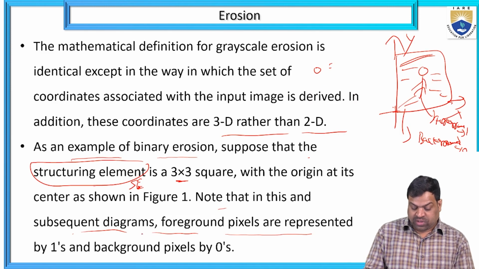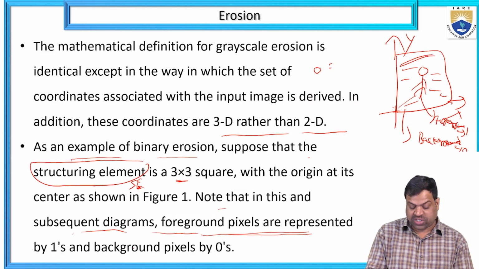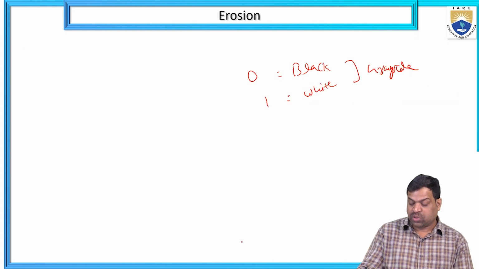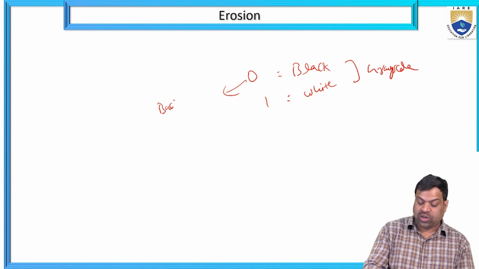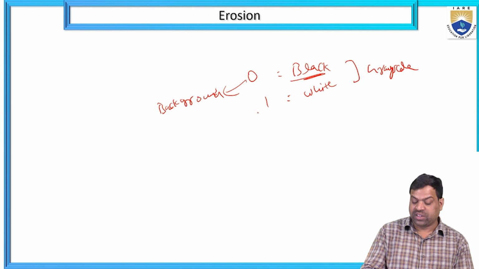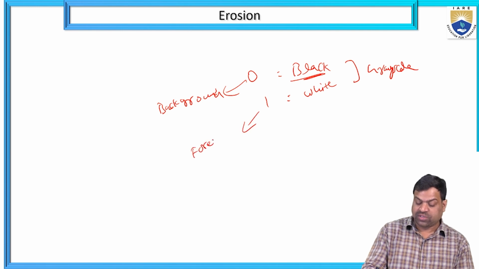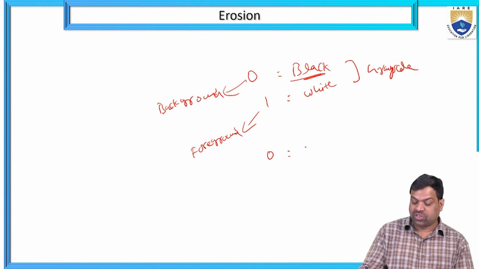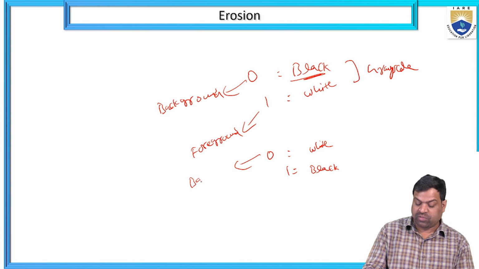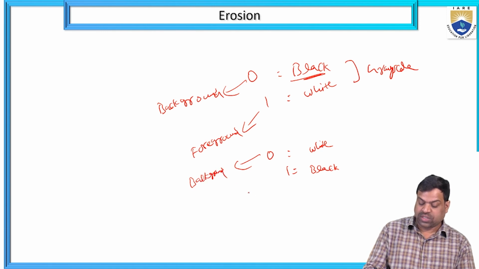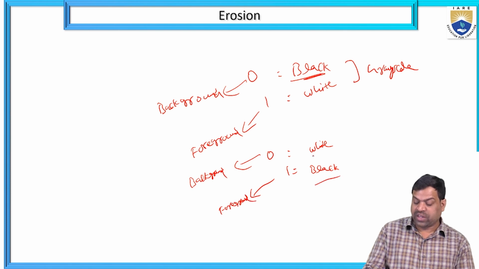In the subsequent diagram, foreground pixels are represented by 1s and background pixels by 0s. Suppose background is 0, that means background is black, and foreground is 1, that means white. Suppose instead I take 0 equal to white and 1 equal to black. Then the background will be white and the foreground will be black. Like this.